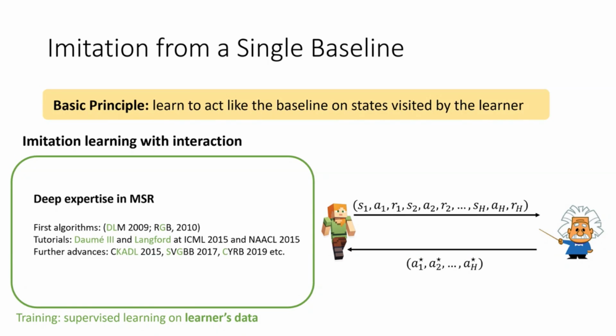And at MSR, we do have a lot of work in this area across the different labs, not just in Redmond, but also in Montreal, New York, Cambridge, and so on, including some of the first algorithms to some of the state-of-the-art approaches. But these are all only catering to the case of a single baseline, and often require a single baseline to be quite good.